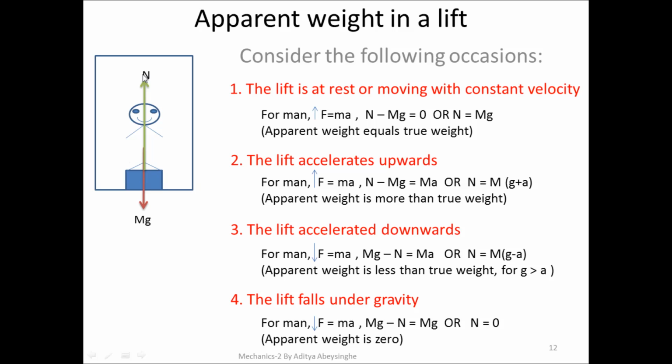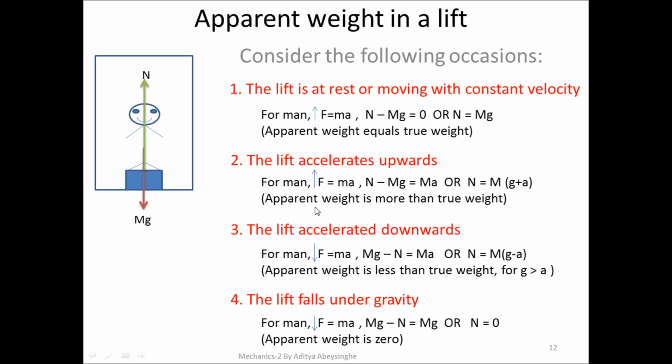When the lift accelerates upwards, the normal force is in the upward direction, mg is in the downward direction, so the net force on this object is N minus mg, and that is equal to m times a because the lift accelerates upwards. So N equals m times (g plus a). Since a is greater than 0, you can say that N is greater than mg, so the apparent weight is more than the true weight.